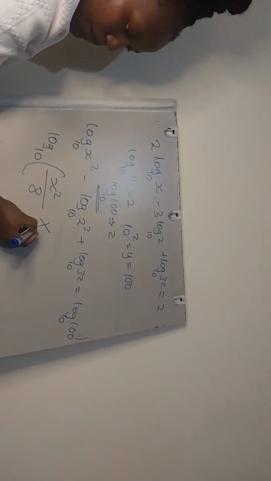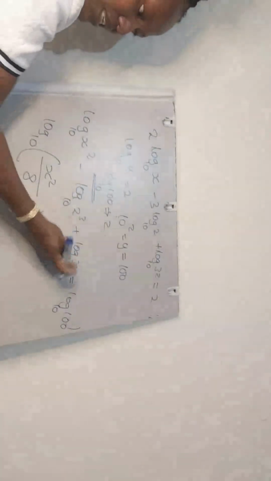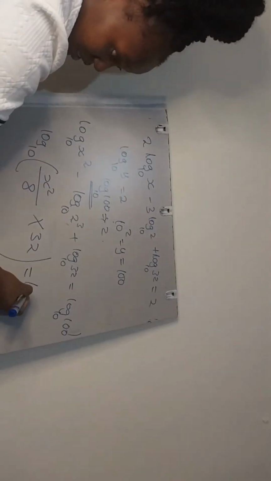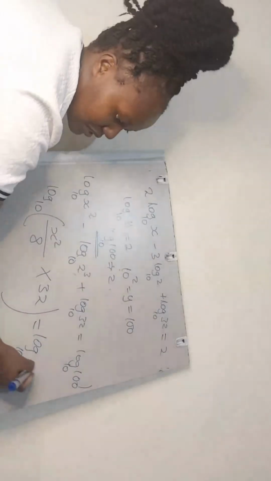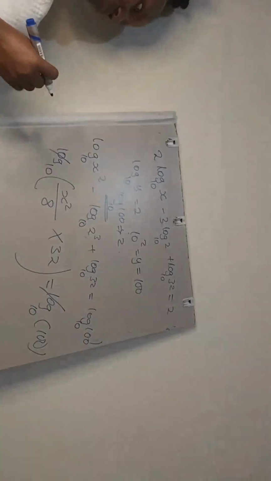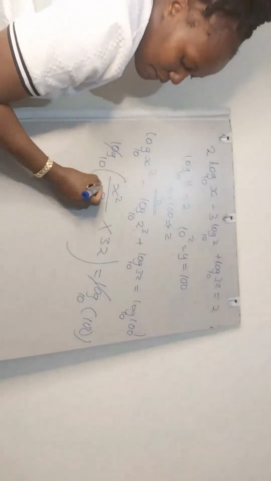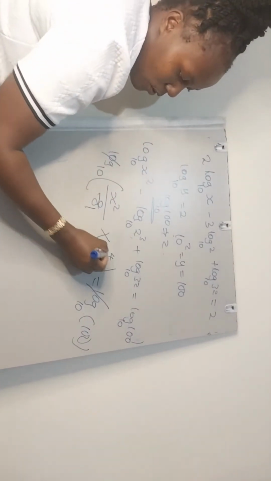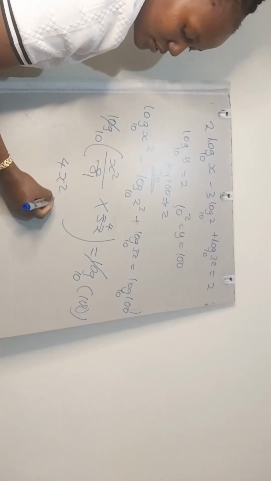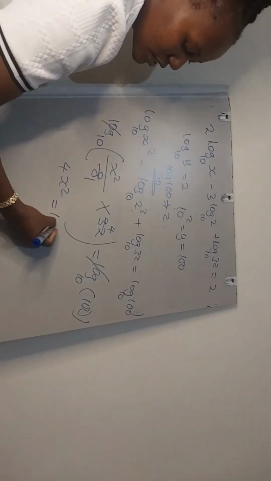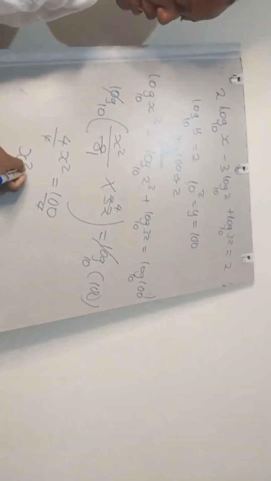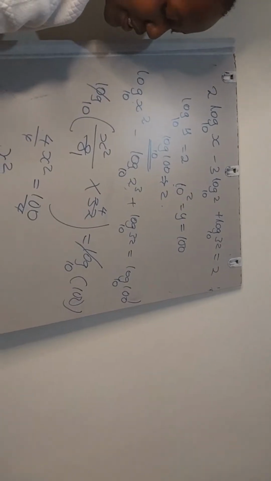Plus gives us a multiplication. Log to base 10, after doing that, we will remain with 32. This will be giving us the log to base 10 of 100. We cancel out the log to base 10. By 8, 1. By 8, 4. What does 4 times x squared become? 4x squared is equivalent to 100 over 4. Our x squared simply becomes 25.